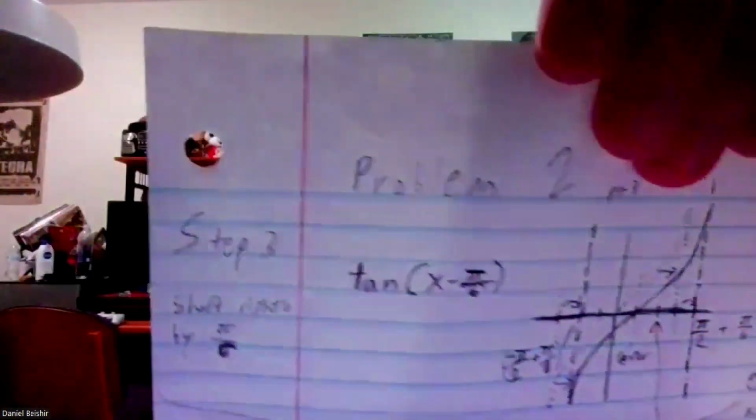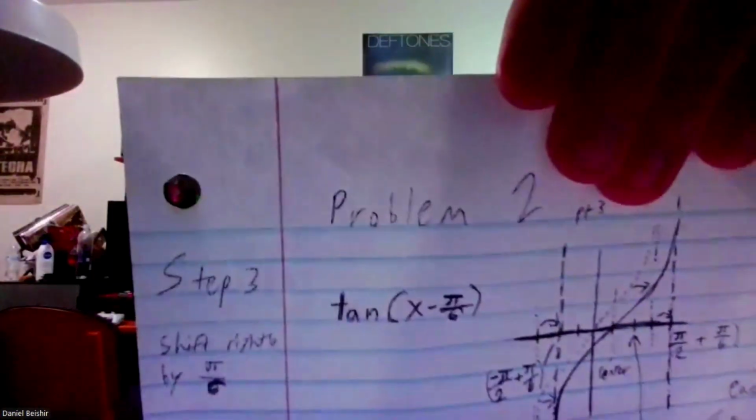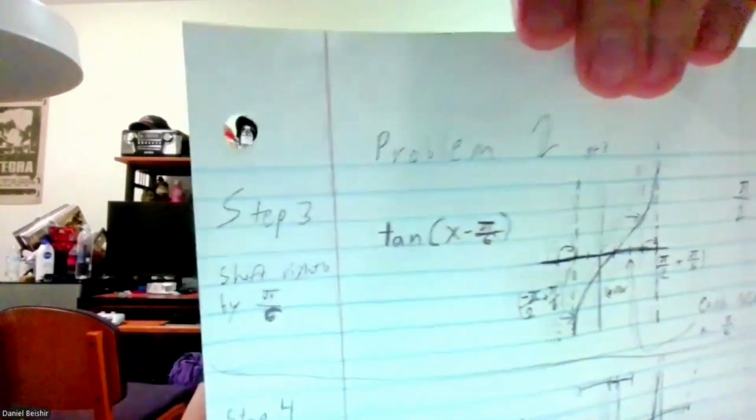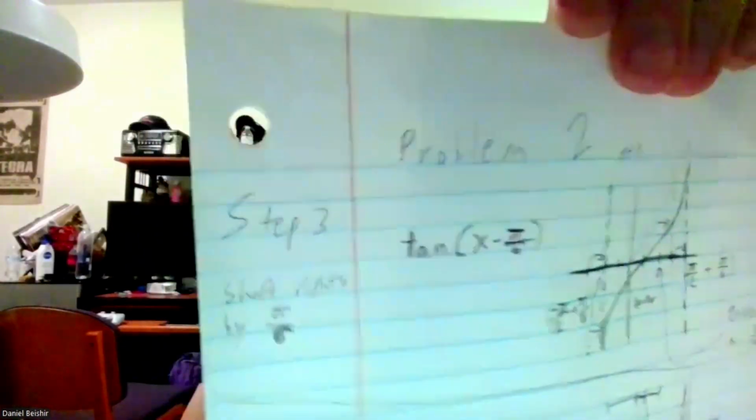The next step is to draw the default tangent graph. It looks like this. It's got a period of pi. Its asymptotes are pi over 2 and negative pi over 2. The next step is to shift right by pi over 6. This is what it looks like. We just move right by pi over 6. It moves both of the asymptotes to the right too.